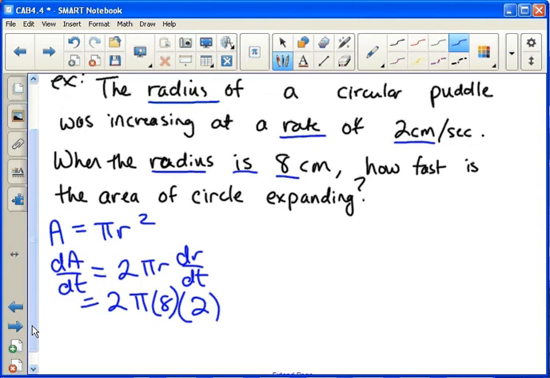And now that we've got all the other pieces, we can just multiply it through. 2 times 8 is 16, times 2 is 32. So we get dA over dt equals 32 pi cubic centimeters per second. So again, these terms with d's, the dr dt and the dA dt, are all about rates. They're the rate at which these things are changing.